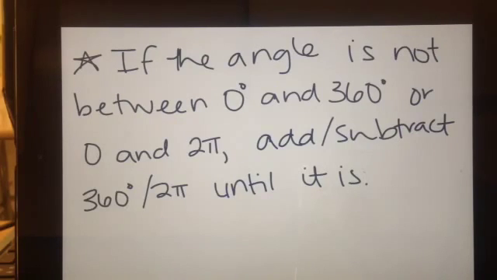Once you have a number that's in between 0 and 360 or 0 and 2 pi, hopefully it will be an answer that's on the unit circle. That's the only way we can find answers that are exact. And then you'll be able to know what the actual answer is.